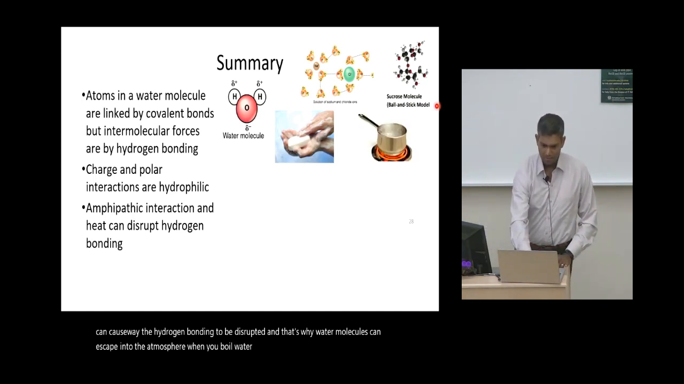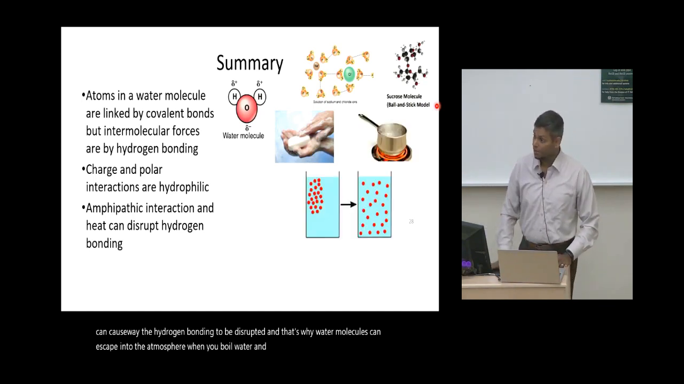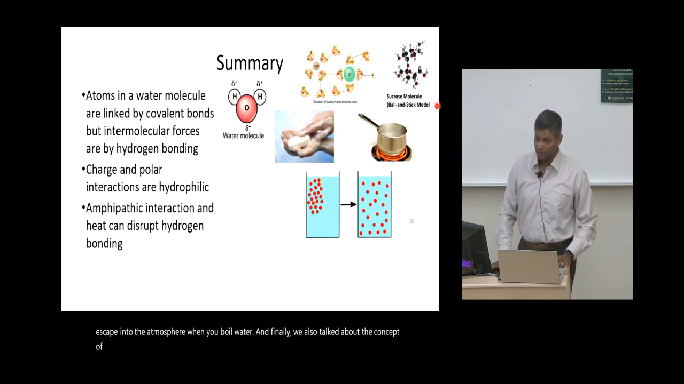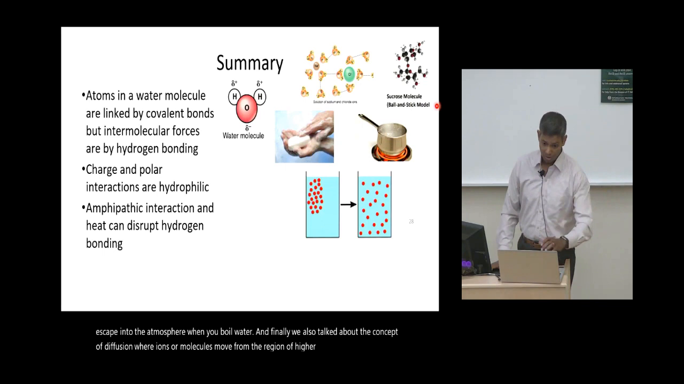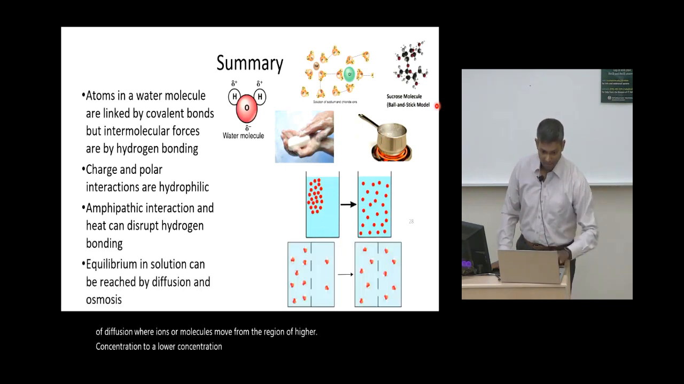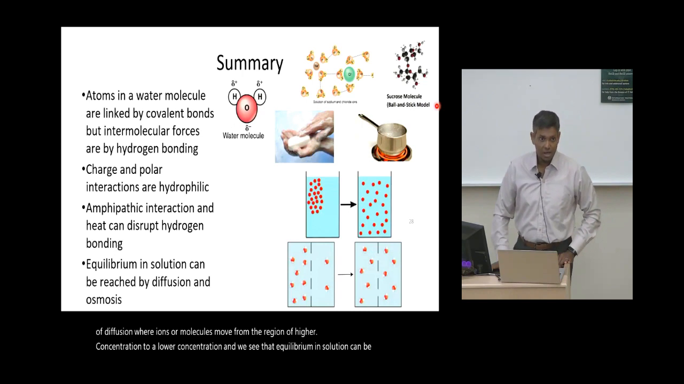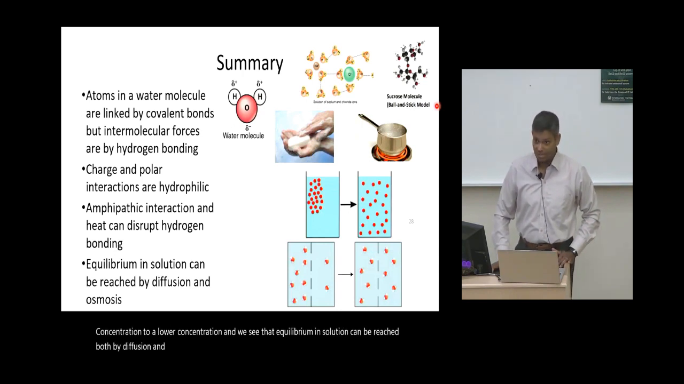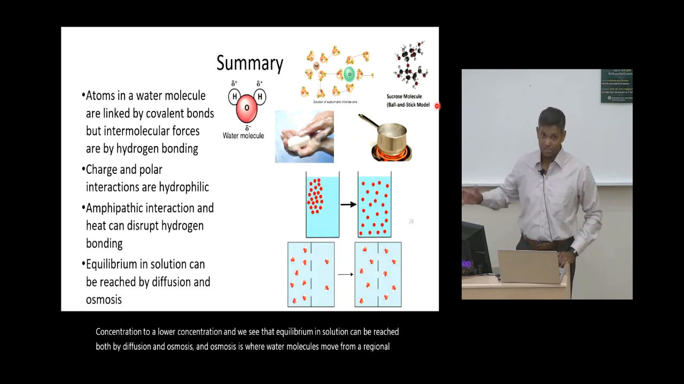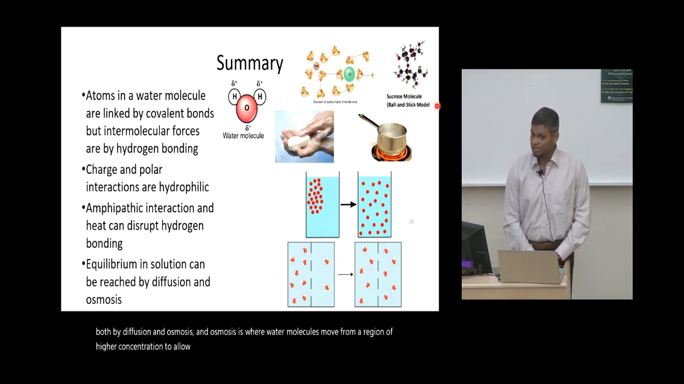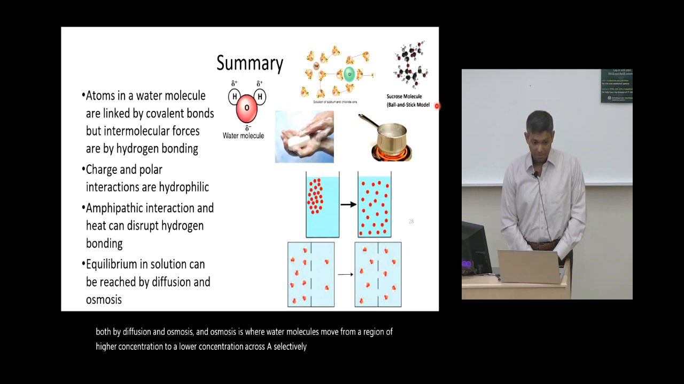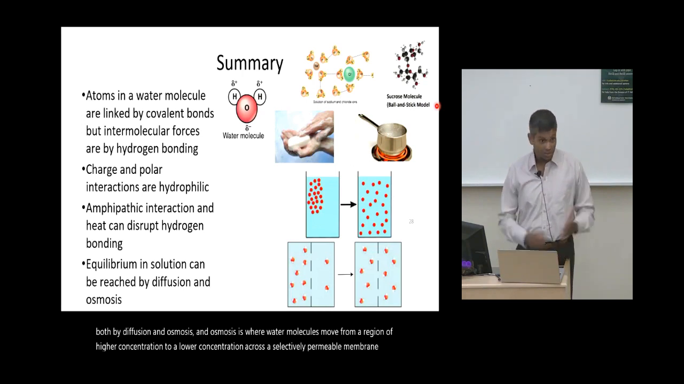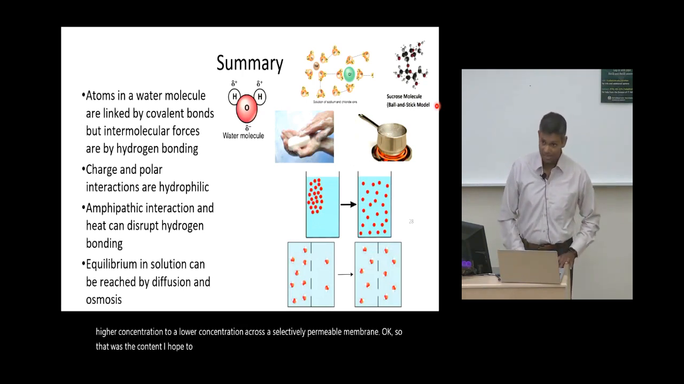And finally, we also talked about the concept of diffusion, where ions or molecules move from a region of higher concentration to a lower concentration, and we see that equilibrium in solution can be reached both by diffusion and osmosis. And osmosis is where water molecules move from a region of higher concentration to a lower concentration across a selectively permeable membrane. Okay, so that was the content I hope to cover in today's lecture.